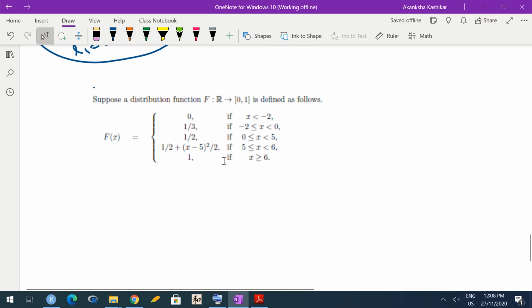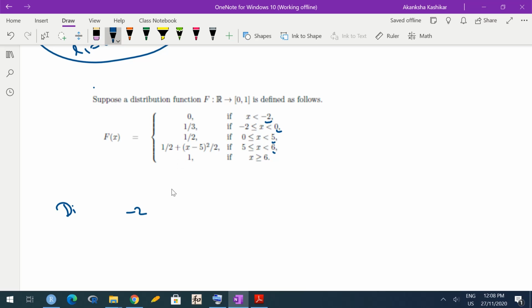Okay, consider this distribution function, and you have seen these types of distribution functions in probability distributions, I am sure. So try to decompose this into a discrete and a continuous part. How do you do that? You check at every changing point, so you check at -2, then 0, 5, 6, whether there is a discontinuity, whether there is a jump. For example, at -2 you can clearly see there is a jump of size 1/3. So discontinuity points include -2.